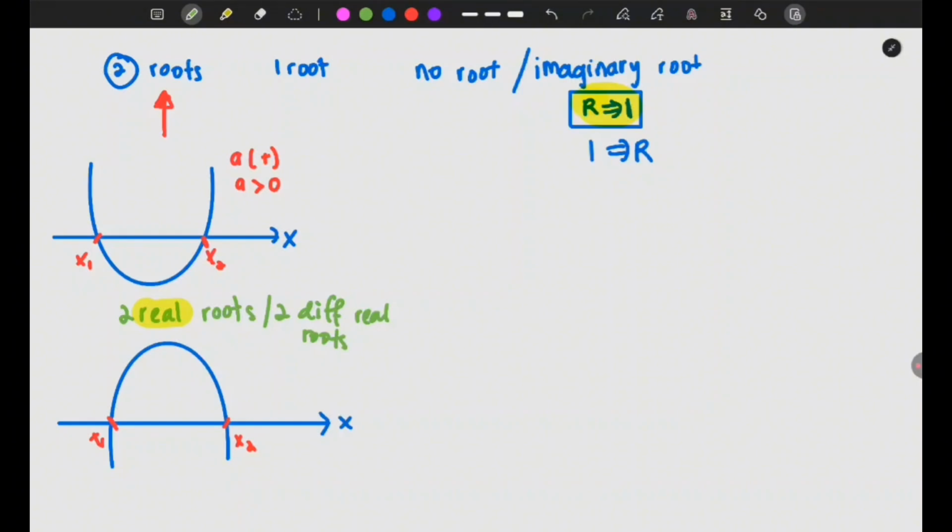Now let's see the graph for one root. How is the graph going to look? So I'm going to put it here for one root. One root means there's only one, so they will only touch at one point.